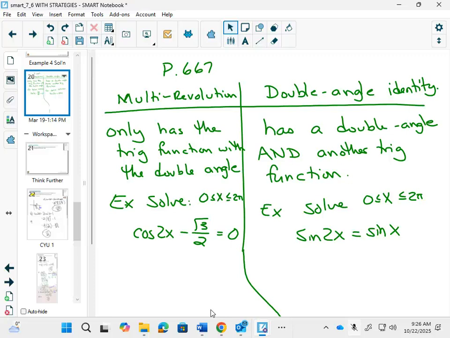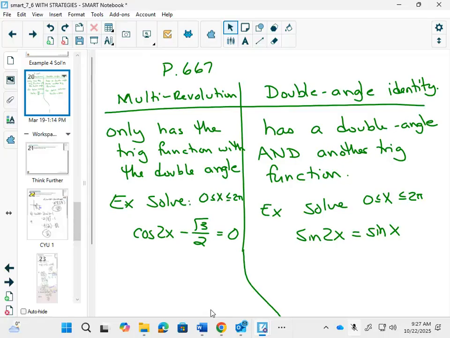Up till now, if you had a solving question and you had a 2 theta, your brain would say it's a multi-revolution question. But now we have solving questions that have 2 thetas that are sometimes also going to be double angle identity questions. And you have to decide, should I use a multi-revolution strategy or should I use the double angle identity strategy?